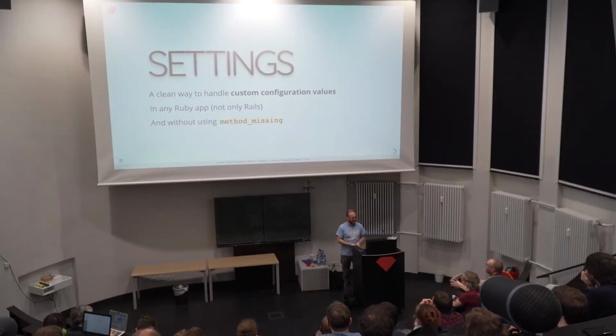And I would like to introduce settings to you, or better to speak, a clean way of adding custom configuration values to your own applications, to any Ruby application, not only Rails. It works with Rails, which has its own mechanism already, but if you have a Sinatra app or a Grape app or anything else, you won't find the best way of doing it already there. So you have to come up with something yourself. It will not use method_missing, and I just fixed that typo there. Now it has an underscore. Thanks, Jan.